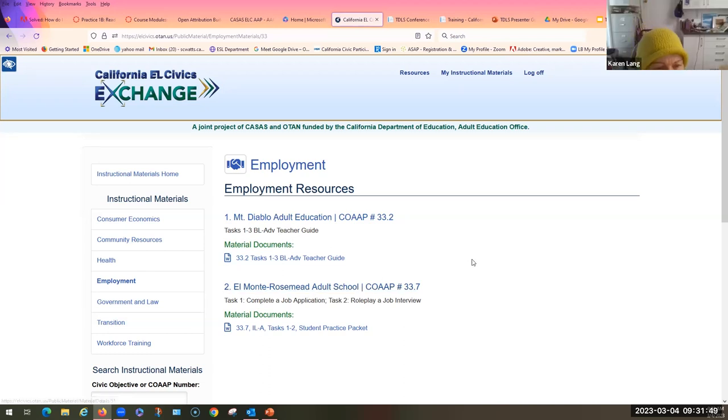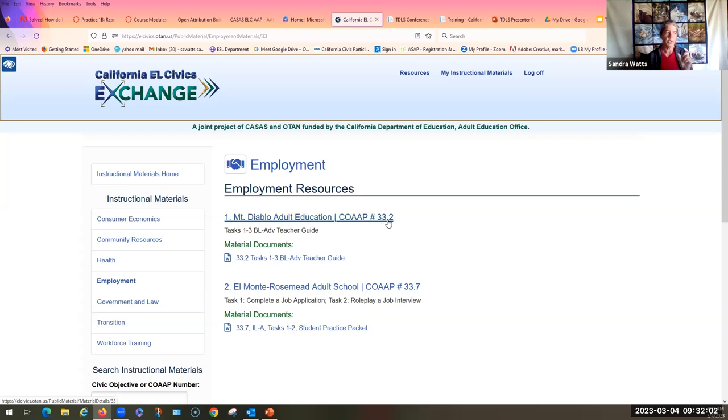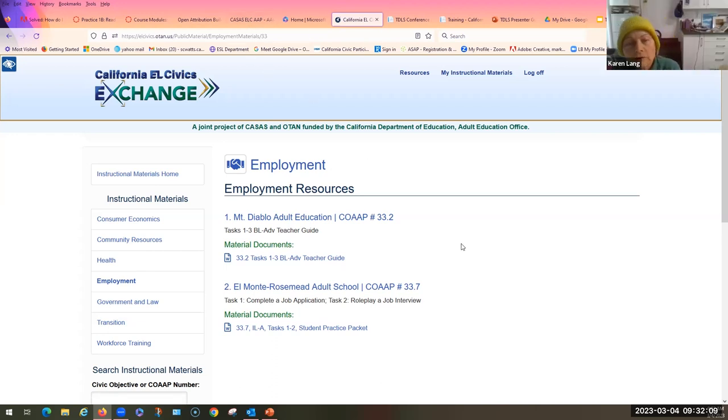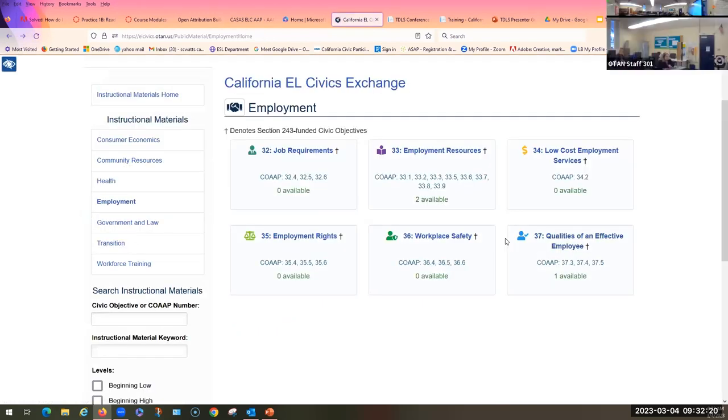What is COAP? What do those numbers mean? The numbers are which content area it is. So 33 is employment. 33.2 has specific tasks attached to it. I'm used to seeing the things that are like 4.2.1. Those are the descriptors for the skills, the CASA competencies. These numbers are for the civics lessons.